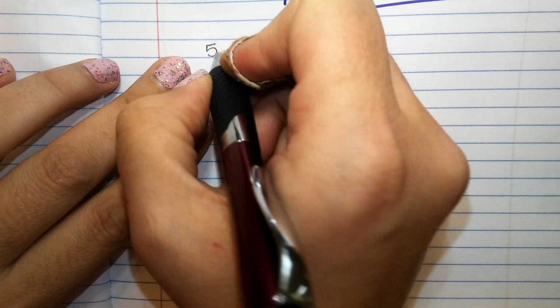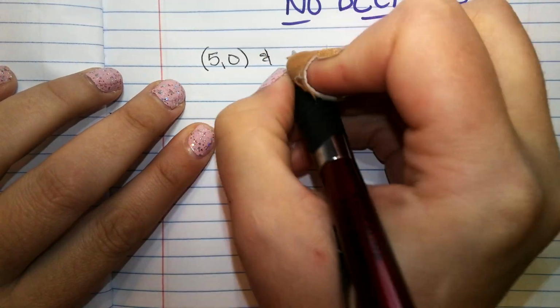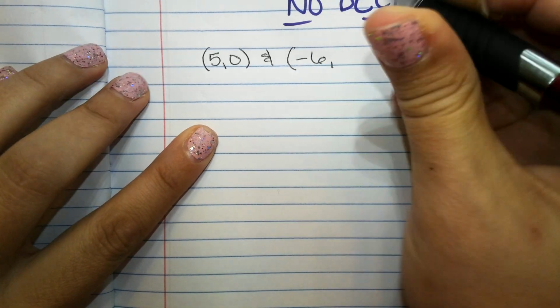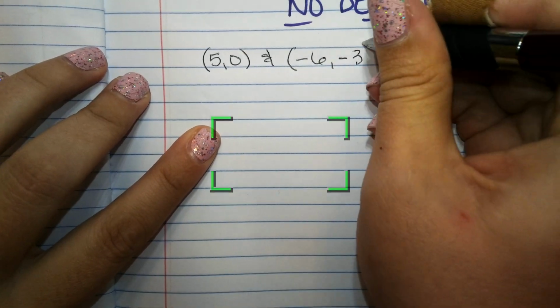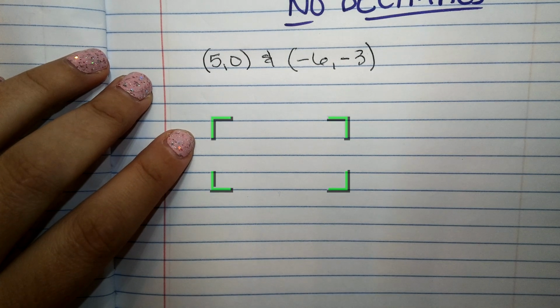Let's do (5, 0) and (-6, -3). So we're looking for slope. We're looking for the change in y divided by the change in x.